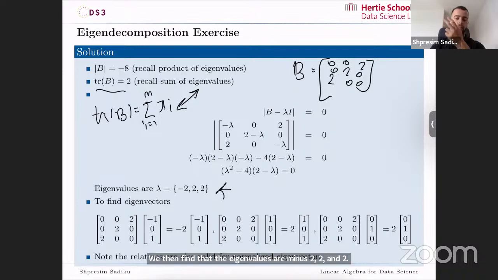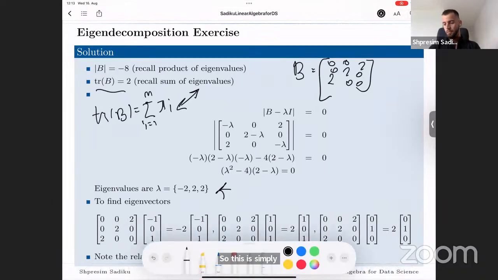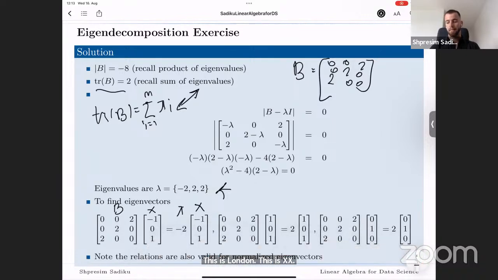So as you can see, two same eigenvalues can lead to two different eigenvectors. And to find the eigenvectors, in this case, I have shown an alternative way to find them. I didn't do this via solving the system of linear equations, what we did before in this notebook. I just tried to find a way to express this. This is matrix B, this is lambda, and this is x. So I tried to find x's which satisfy Bx equal to lambda x.